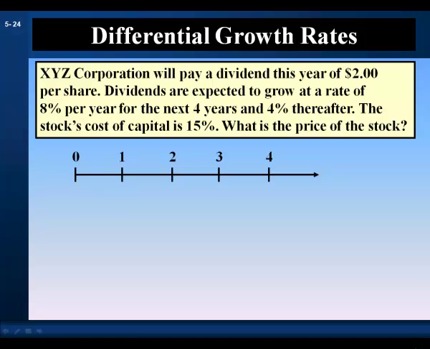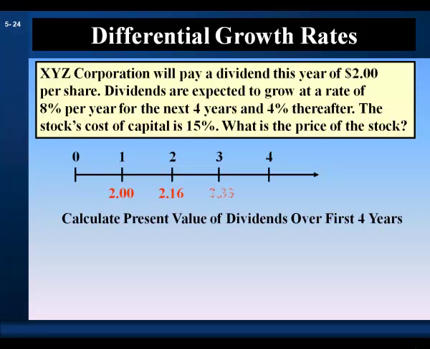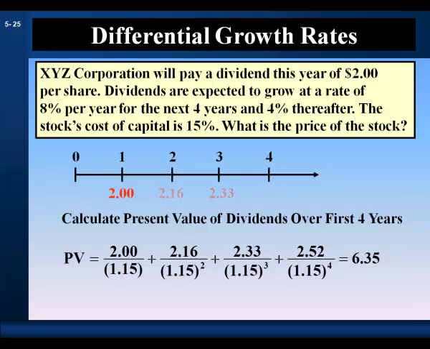XYZ Corporation will pay a dividend this year of $2 per share. Dividends are expected to grow at a rate of 8% for the next 4 years and 4% thereafter. The stock's cost of capital is 15%. What is the price of the stock? We first forecasted dividends over the initial growth phase. The first dividend is $2, and dividends are growing at 8% through year 4. We discount each of those dividends back to the present at 15% and sum the present values to get a total present value of $6.35.